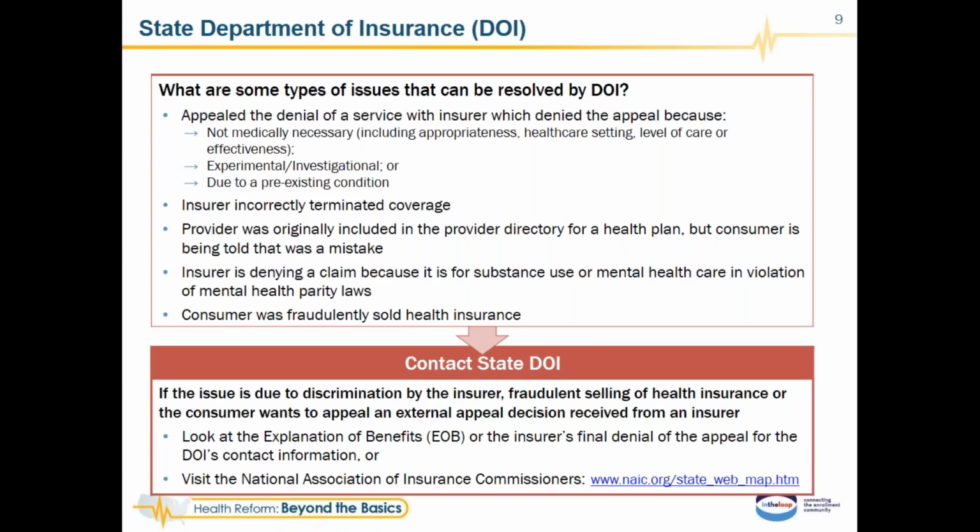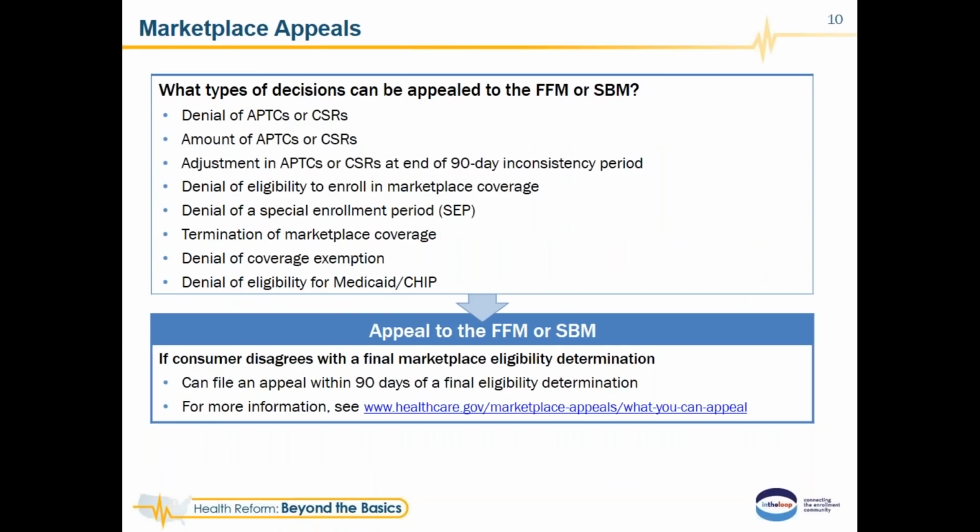So now that we've provided sort of the three big buckets of when consumers should not go to the federal appeals entity, let's actually switch and talk about what types of claims a consumer can bring into the federally facilitated marketplace or the state-based marketplace. These are really directly related to the eligibility determinations that are made by healthcare.gov or a state-based marketplace. So these kinds of decisions include denial of APTCs or cost-sharing reductions.